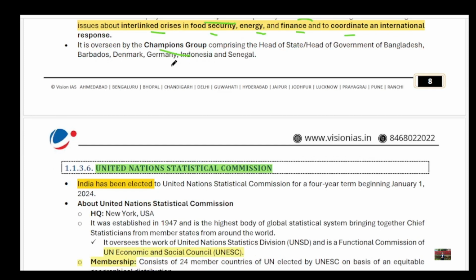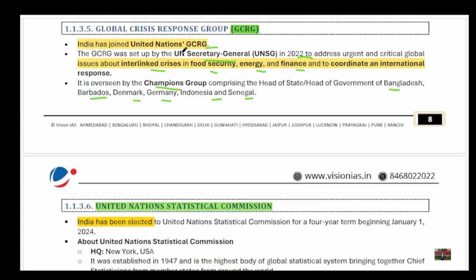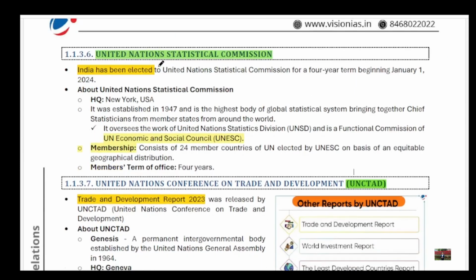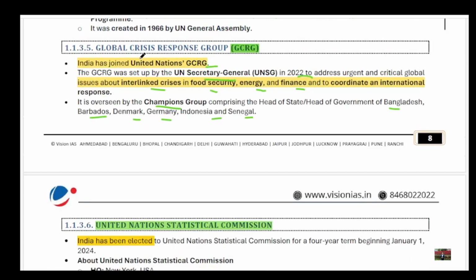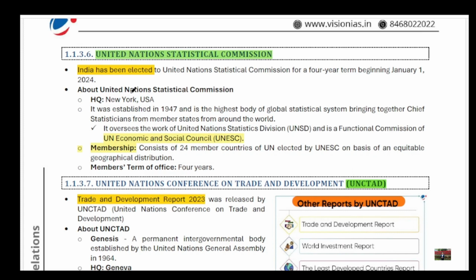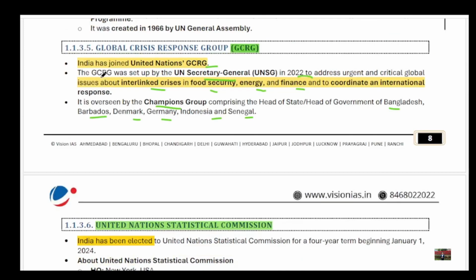So there is a Champion Group of the UN, which basically consists of the heads of state and government of Bangladesh, Barbados, Denmark, Germany, Indonesia, and Senegal. So there are 6 countries which are part of the Champion Group, and the heads of these 6 countries oversee the functioning of the Global Crisis Response Group of the United Nations. That is the UN Global Crisis Response Group and the Champion Group which oversees the functioning, and India is a part of the United Nations Global Crisis Response Group.